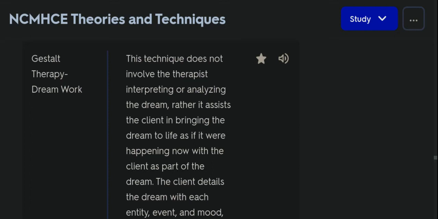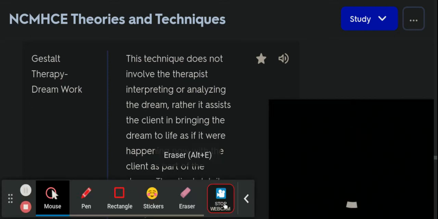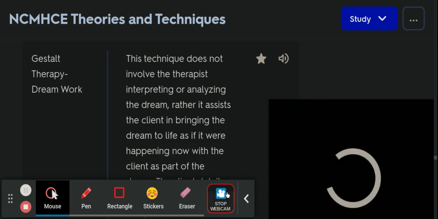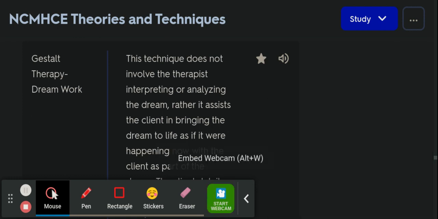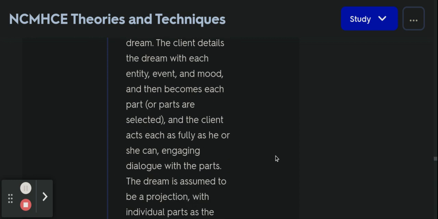Gestalt therapy dream work, theories and techniques. This technique does not involve the therapist interpreting or analyzing the dream. Rather, it is the client bringing the dream to life as if it were happening now, with the client as part of the dream. The client details the dream with each entity, event, and mood.